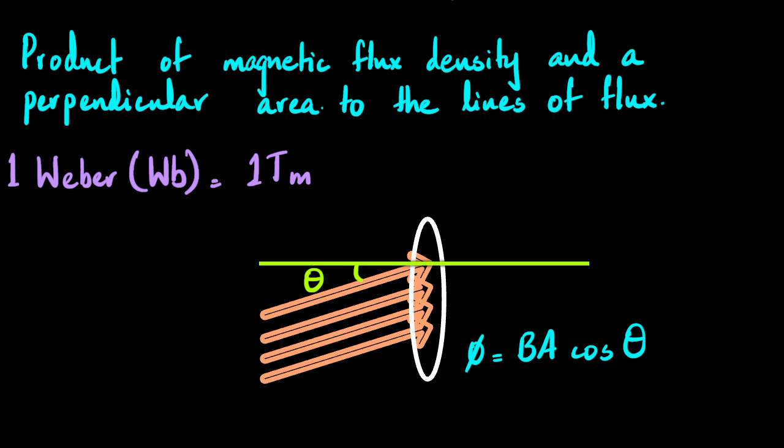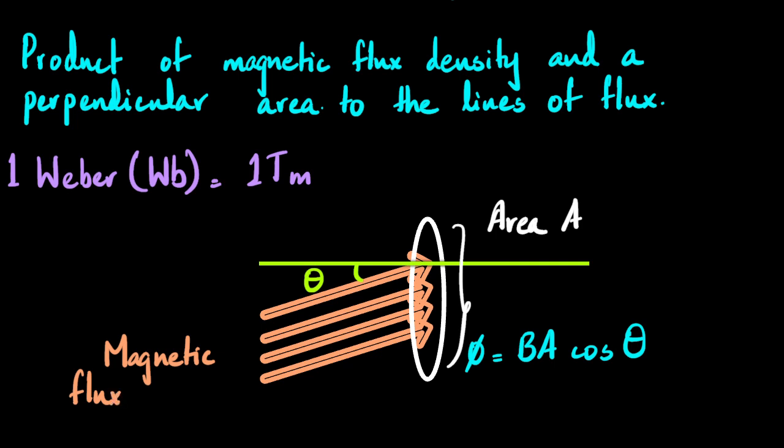So let me also label this. So this is some area A, and the magnetic flux density is some B. So that's the idea of magnetic flux.